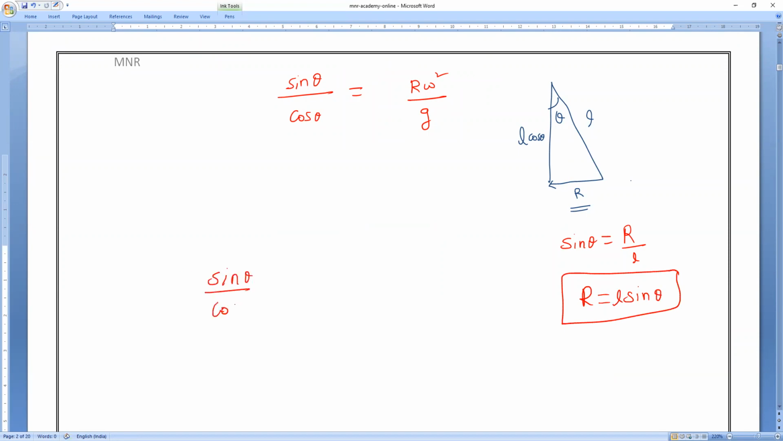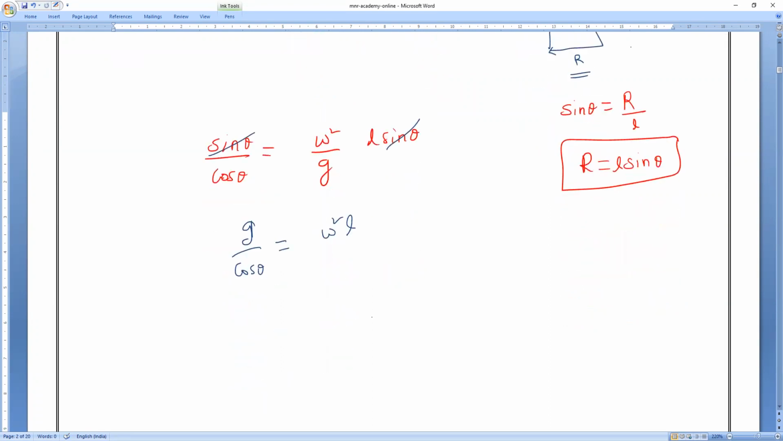So sin theta by cos theta is equal to R omega square by g. Now both sides, sin theta will get cancelled. Now g will come to this side: g by cos theta is equal to omega square L. Am I right, everybody? Then from that, omega square is equal to g by L cos theta. From that, omega is equal to root over g by L cos theta.